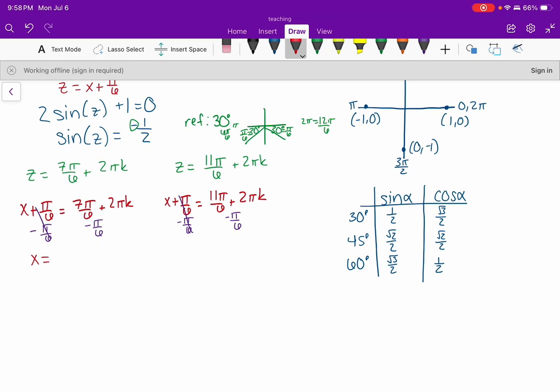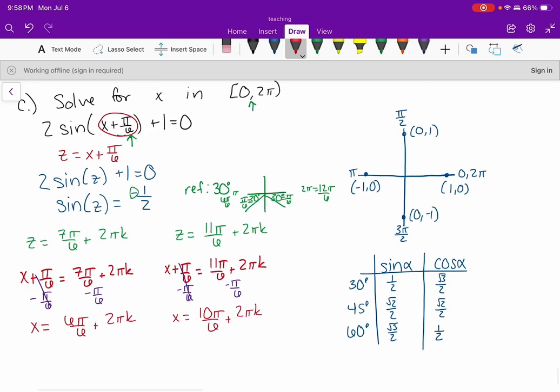Seven pi over 6 minus pi over 6 is 6 pi over 6. Plus, I still have 2 pi k there. That didn't get changed at all. 11 pi over 6 minus pi over 6 would be 10 pi over 6. And I still have my 2 pi k. So for my answers within 0 to 2 pi, I have x equals 6 pi over 6 is just pi. 10 pi over 6 is 5 pi over 3, simplified.